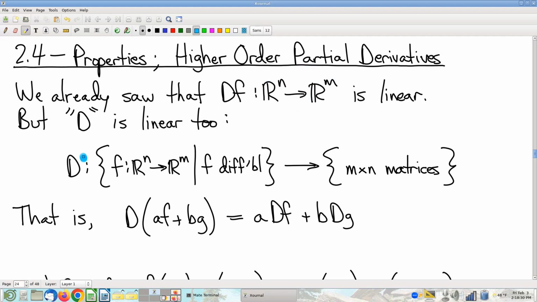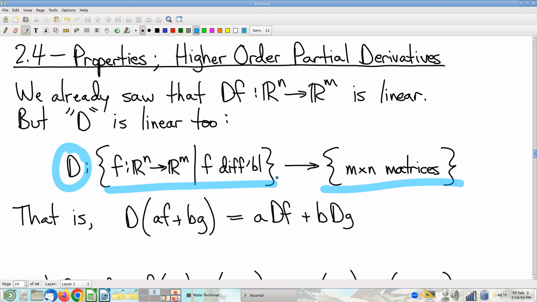Here, though, we have a function from this abstract vector space of differentiable functions, right? This is an infinite dimensional vector space, right? Into this other kind of, I don't know, semi-abstract vector space consisting of matrices. And think back to Math 218 and you can confirm for yourselves that these are in fact vector spaces.